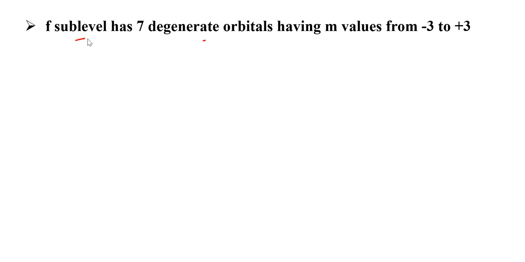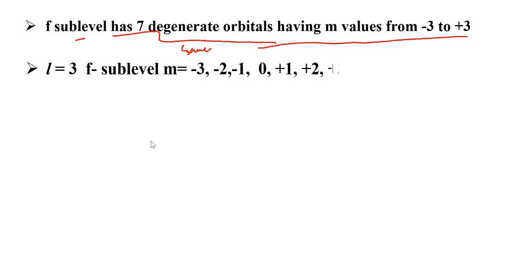F sublevel has 7 degenerate orbitals. Degenerate means same energy levels. Orbitals having m values from minus 3 to plus 3. L equal to 3, F sublevel m values are minus 3, minus 2, minus 1, 0, plus 1, plus 2, plus 3.